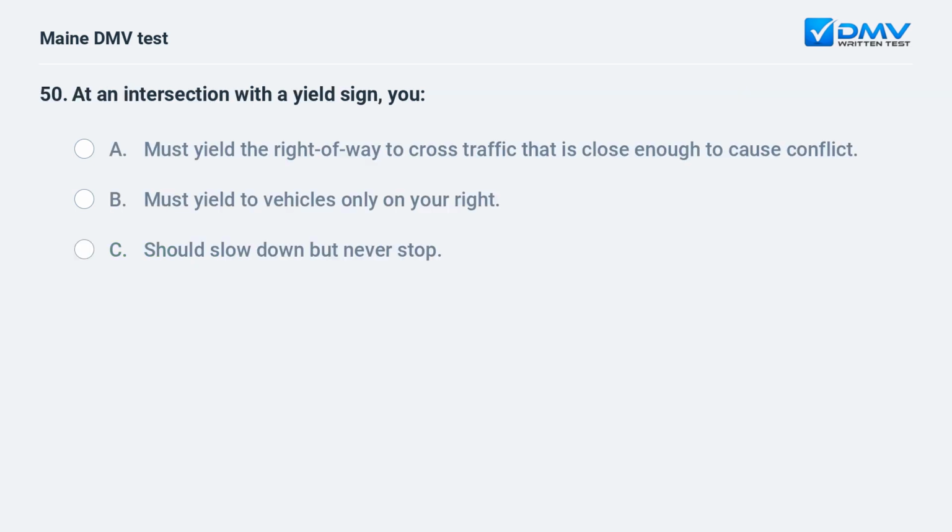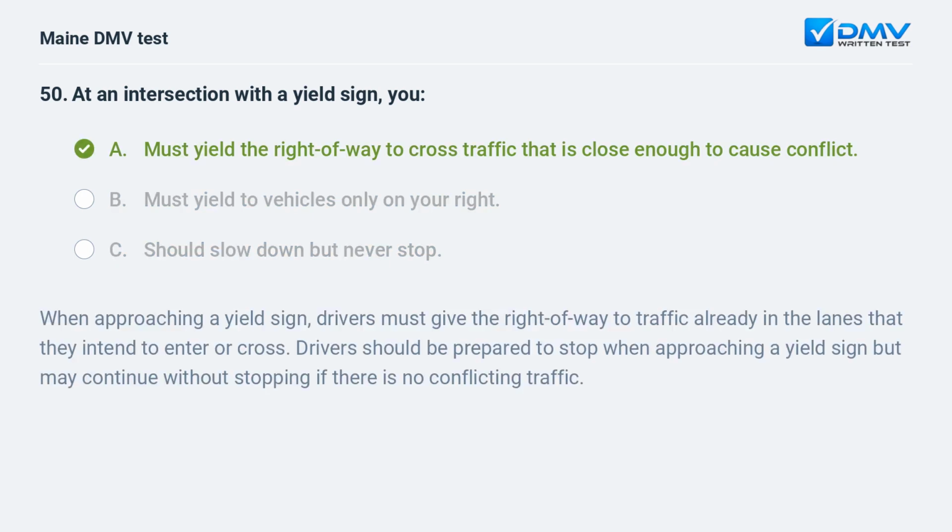At an intersection with a yield sign, you A. must yield the right of way to cross traffic that is close enough to cause conflict. B. must yield to vehicles only on your right. C. should slow down but never stop. A. must yield the right of way to cross traffic that is close enough to cause conflict.